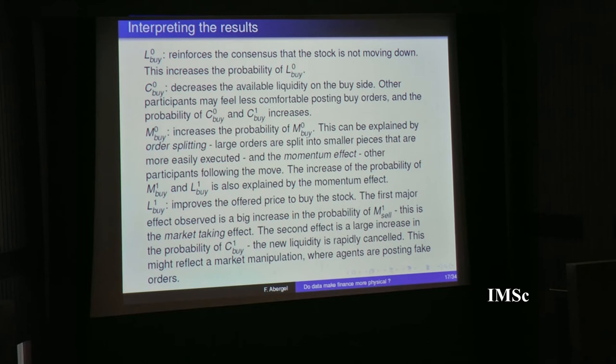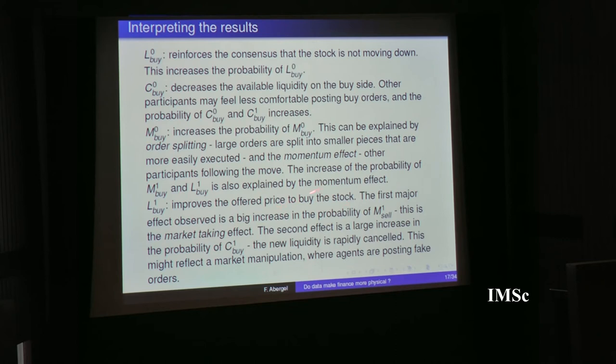Okay. Now let's look at this L1 buy. Okay, L1 buy, it's a limit order to buy, which improves the price. Okay. So at the moment, let's say that the bid-ask spread is 99 to 101, okay? Someone is placing a new limit order at 99.5, so he wants to buy, he wants to buy from you, and he's okay to pay a little more than what was offered before. What is going to happen?